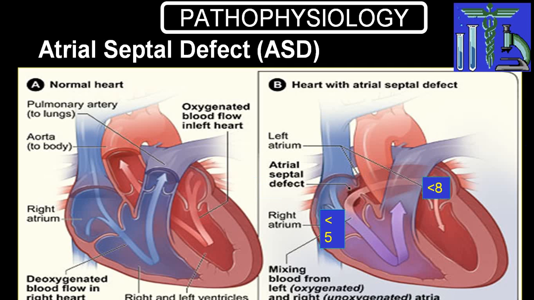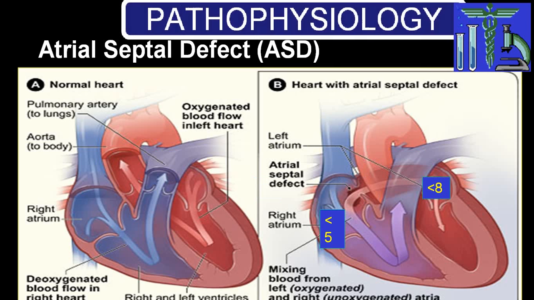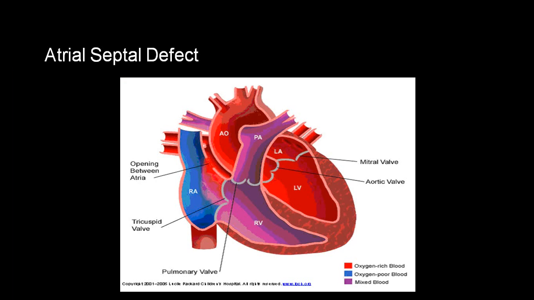You can see that the left atrial pressure is 8, while the right atrial pressure is 5. So the pressure is more on the LA, so blood will flow from left to right because of the atrial septal defect. You can see here the blood is coming to the RA from the superior vena cava and inferior vena cava, goes from RA to RV to the lung. Then oxygenated blood will come to the LA, from LA to LV, and then to the body.